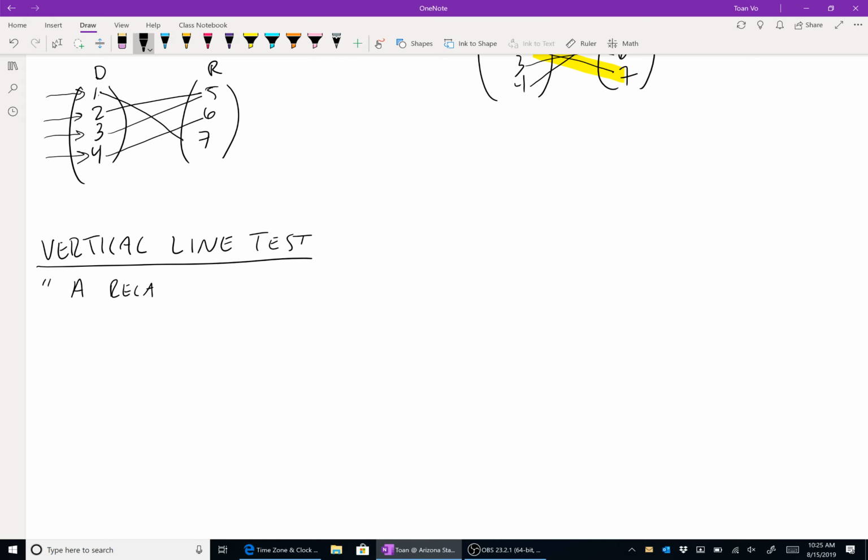A relation is a function if and only if. So in math, if you do a lot of math writing, a lot of professors, a lot of mathematicians get lazy and use abbreviations. IFF in math is always if and only if. What if and only if means is you can read the sentence forwards and backwards.